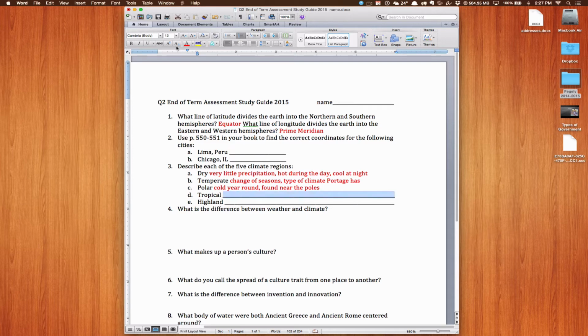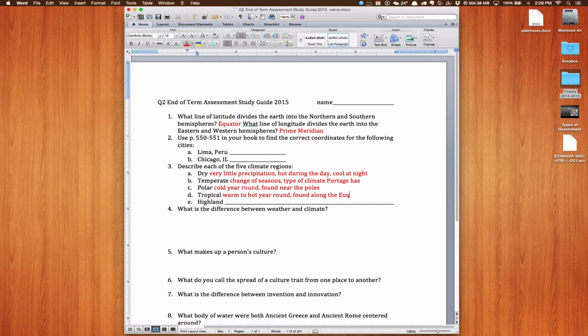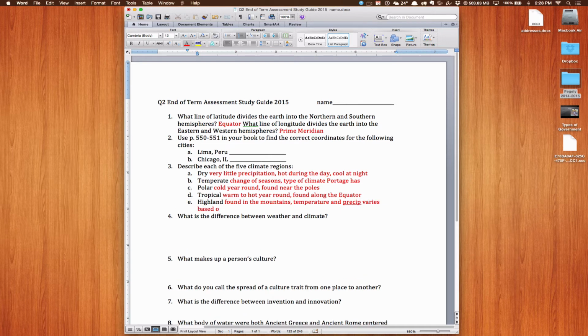Tropical climate region is pretty much the opposite of that. It is warm to hot year-round and found along the equator. And finally, the fifth major climate region is highland, and that is found in the mountains. And temperature and precipitation varies based on elevation, meaning how high up the mountain that you've gone.